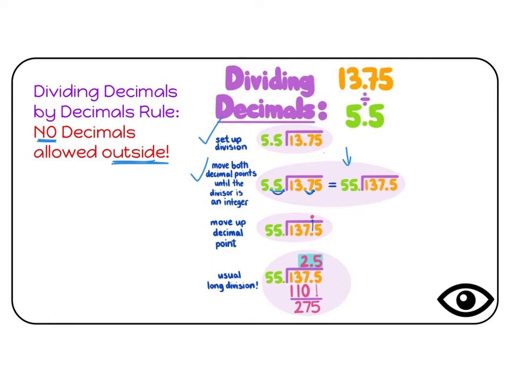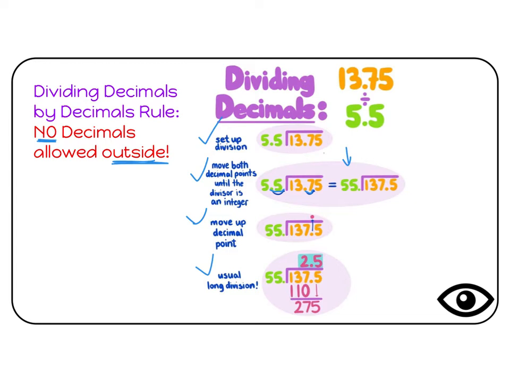Now our next step is to put our decimal on that elevator and go straight up. And then we're going to divide like normal. So we're adding one extra step of moving our decimals to make sure that there's no decimals outside, and then it's long division as usual.